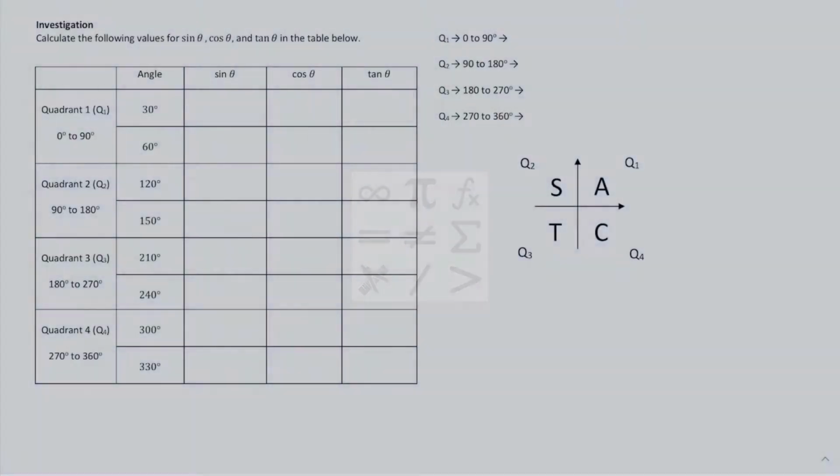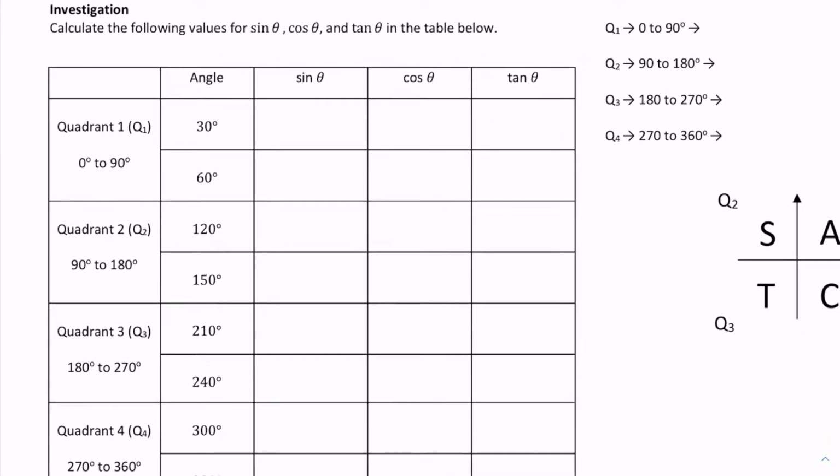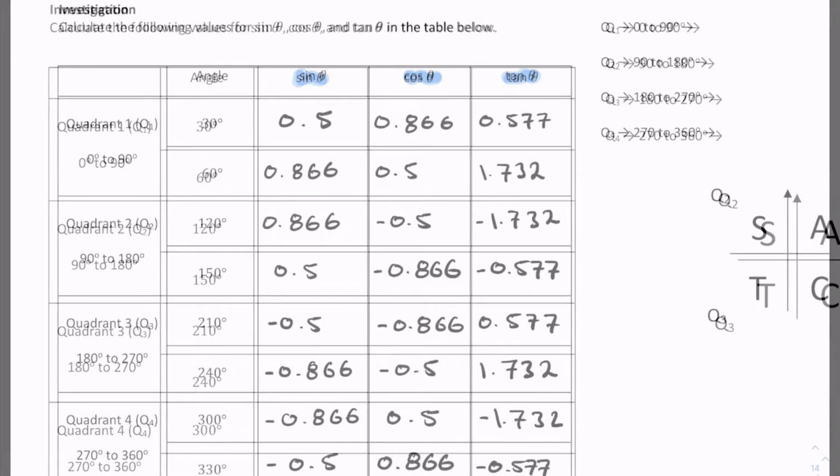So we're looking at the CAST rule today, and we're going to begin by looking at this investigation here. We have a table with a bunch of angles from 30 all the way to 330. What we're going to do is calculate the values of sine, cosine, and tangent of those angles, and see if a certain pattern emerges. So let's get started. I'm going to start doing this. You can probably do it on your own, and then maybe we'll jump straight to the end of the table.